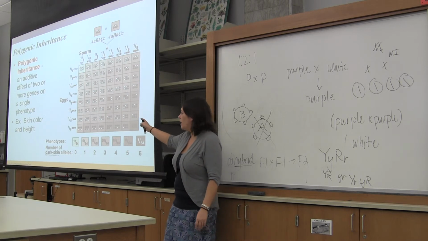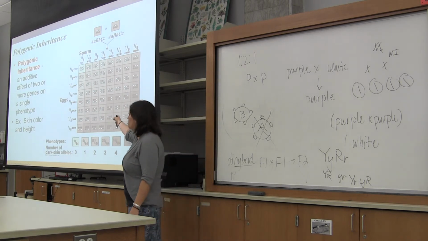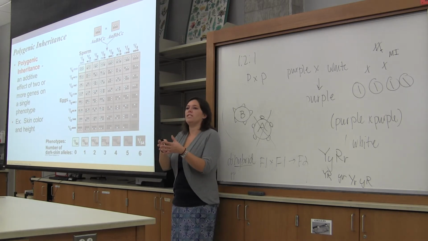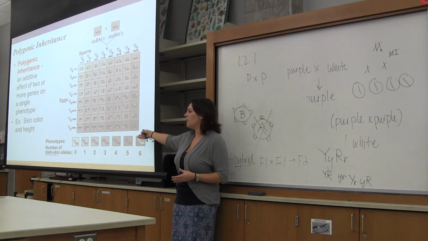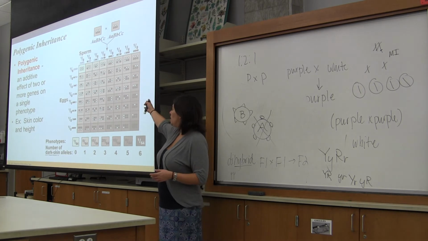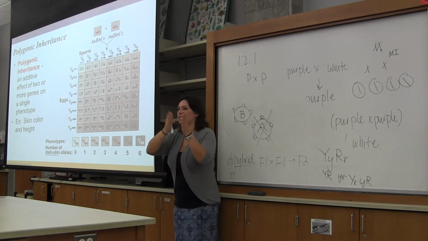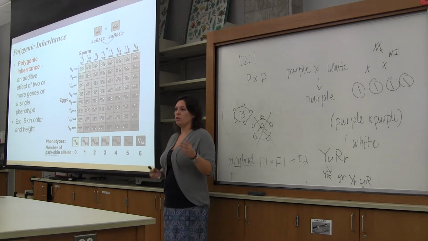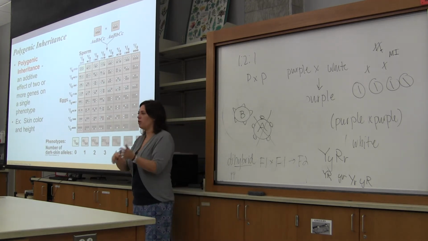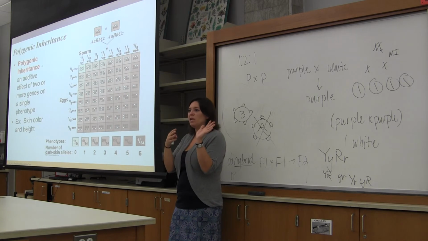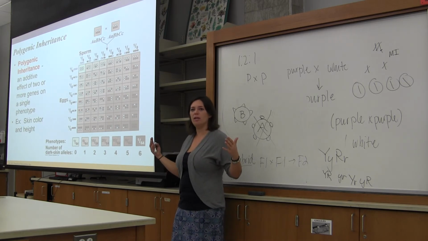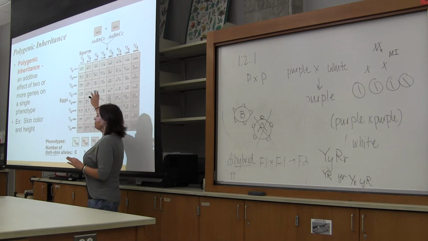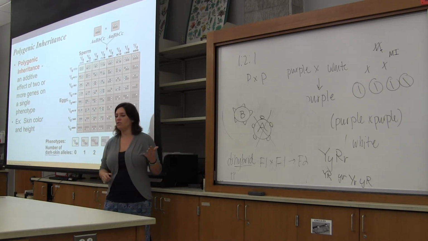So polygenic inheritance is when you have multiple different genes affecting one phenotype. In this case, the phenotype is skin color, and the genes that we're looking at have various different amounts of pigmentation associated with them. So the more pigment genes you have, the darker you're going to be. The fewer of these pigment genes you have, the lighter you're going to be. And so most people are going to fall in this middle range, or about half dark and half light.